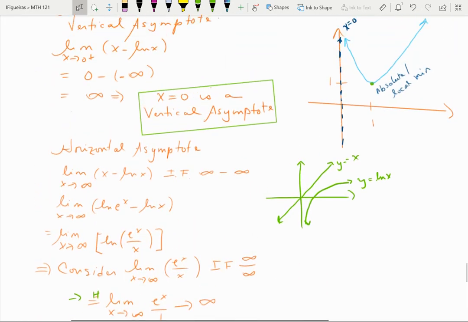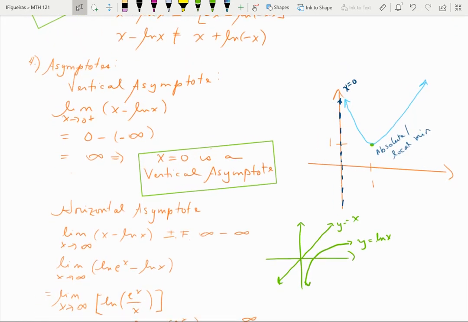All right, so here's our graph. It's decreasing from negative infinity to 1. It's increasing from 1 to infinity. We have an absolute and a local minimum at 1, 1. And the line x equal to 0, which is your y-axis, is your vertical asymptote that's indicated here with a dark blue line, and it's always concave up.